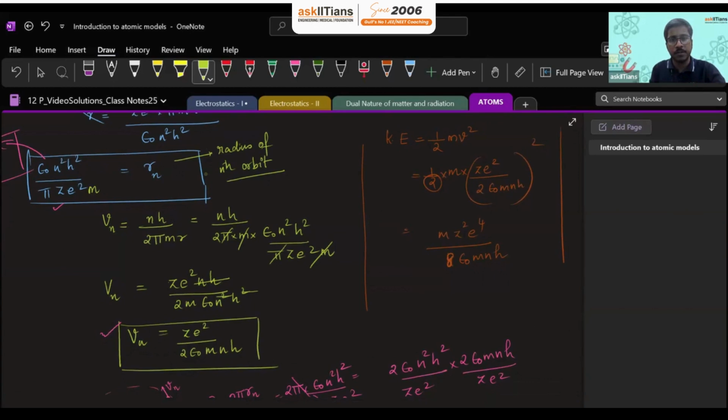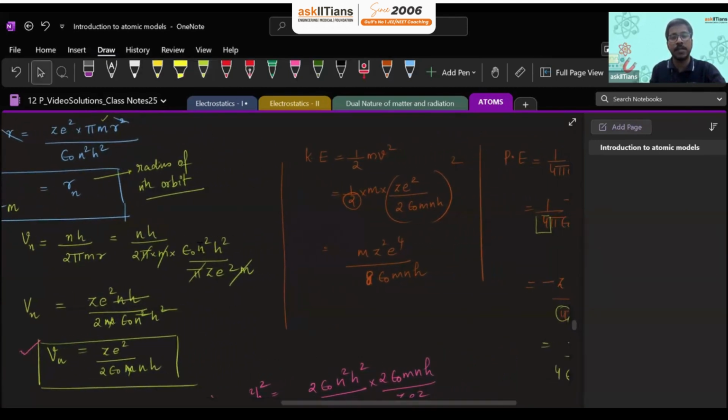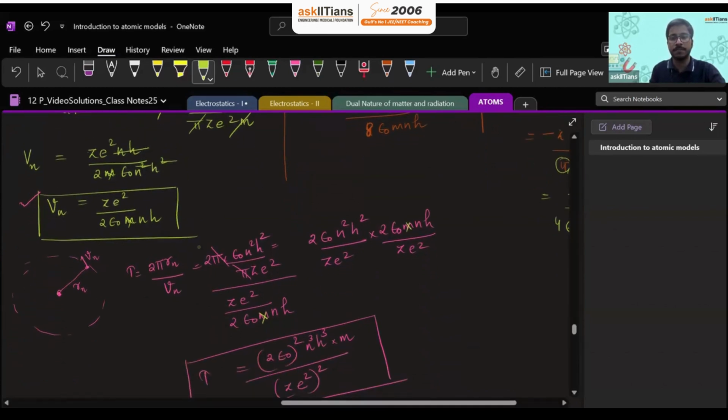So this expression for velocity is without m, it is z e square by 2 epsilon naught nh. Okay. So that is some correction you have to make here. And Vn, the velocity equation, does not have an m here. So this m is cancelled out here as well. So everywhere you have to make that correction actually. Okay, there is no m here.